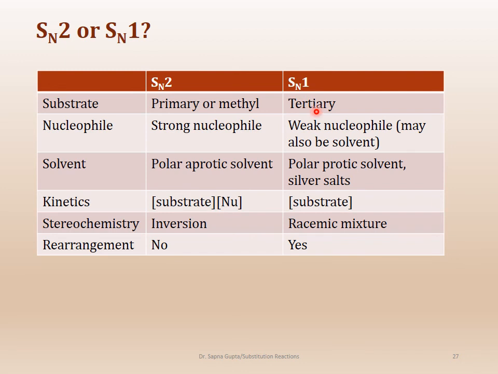SN1 will prefer a tertiary carbocation, and therefore a tertiary substrate is good for SN1 reactions. And again, the secondary will fall kind of in the middle. And it's a little dicey when it comes to secondary substrates. Nucleophile, a strong nucleophile is preferred for SN2. For SN1, a weak nucleophile is fine. It can be the solvent also, and hence the word solvolysis.